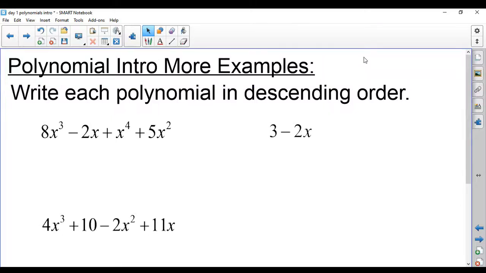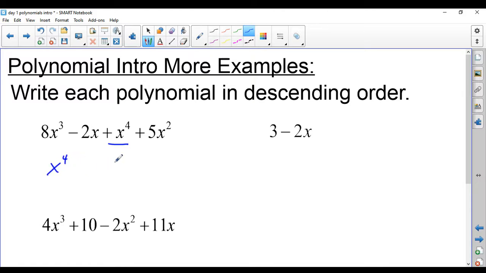For today, we're just going to do a couple more examples with polynomials like we talked about yesterday. In today's homework, you're going to write some polynomials in descending order. Descending means going down. So when you write a polynomial in descending order, you always go and find the term that has the highest exponent and write that first.